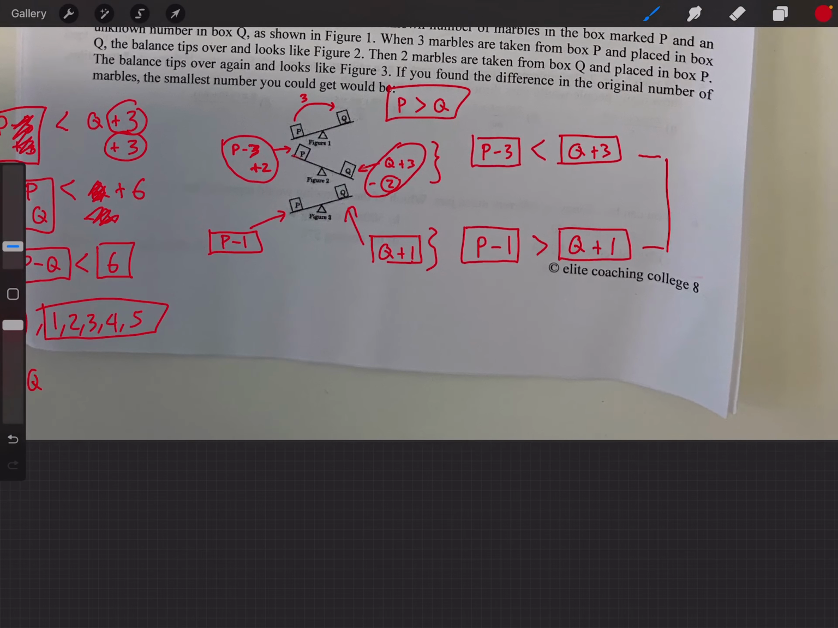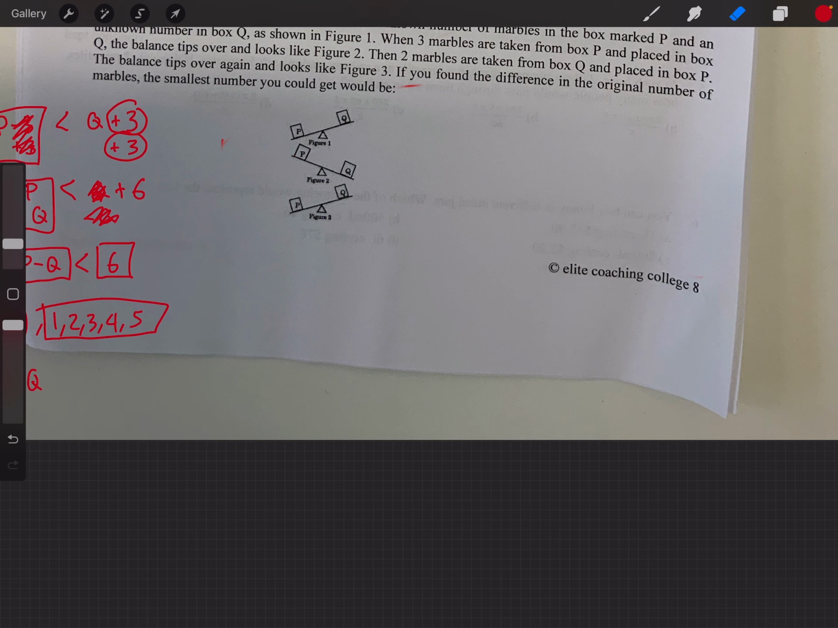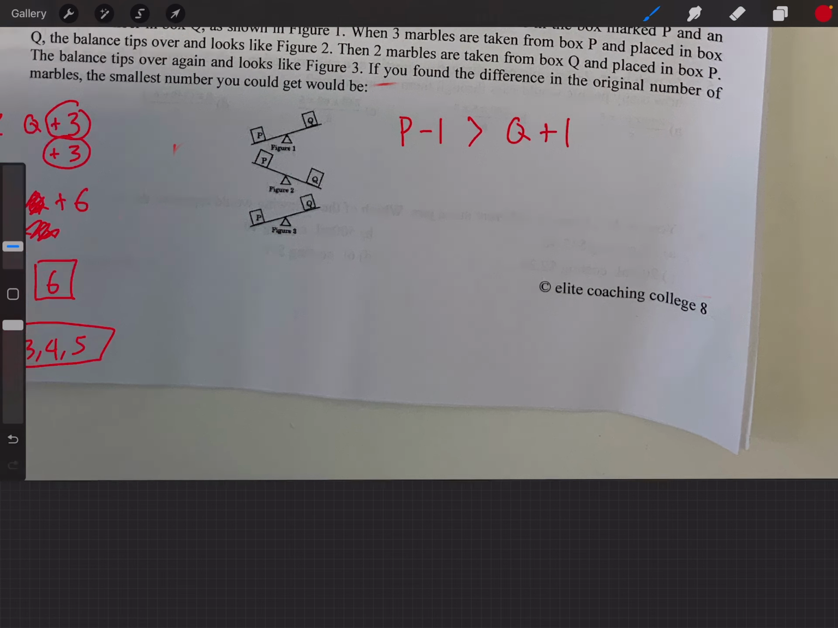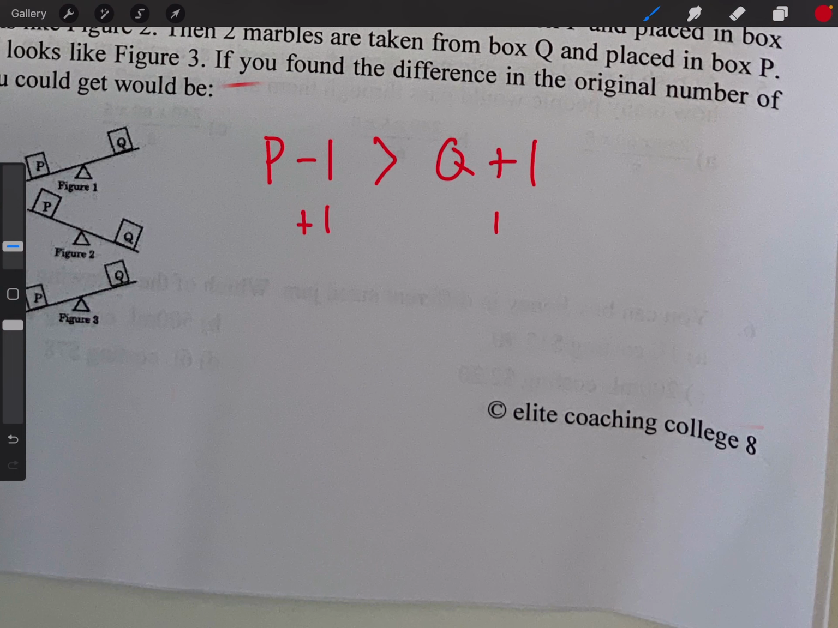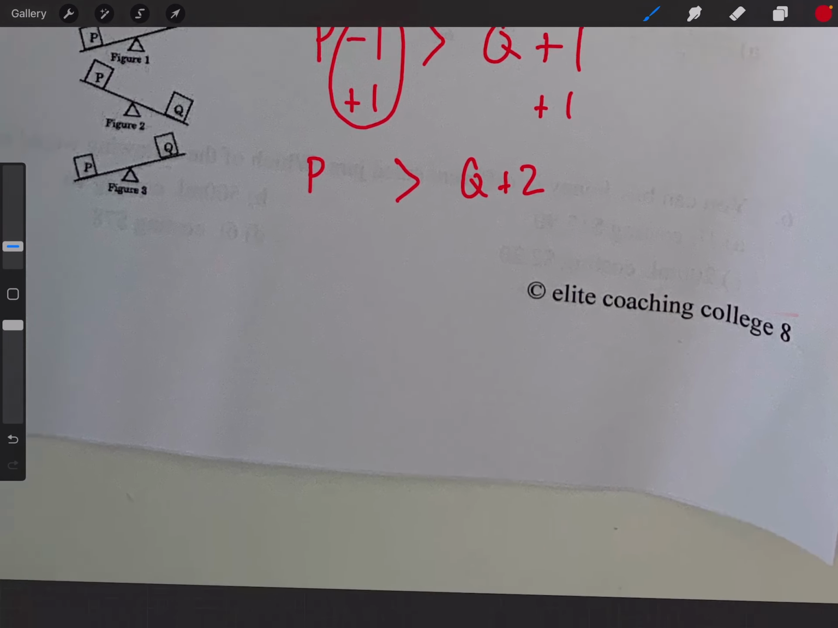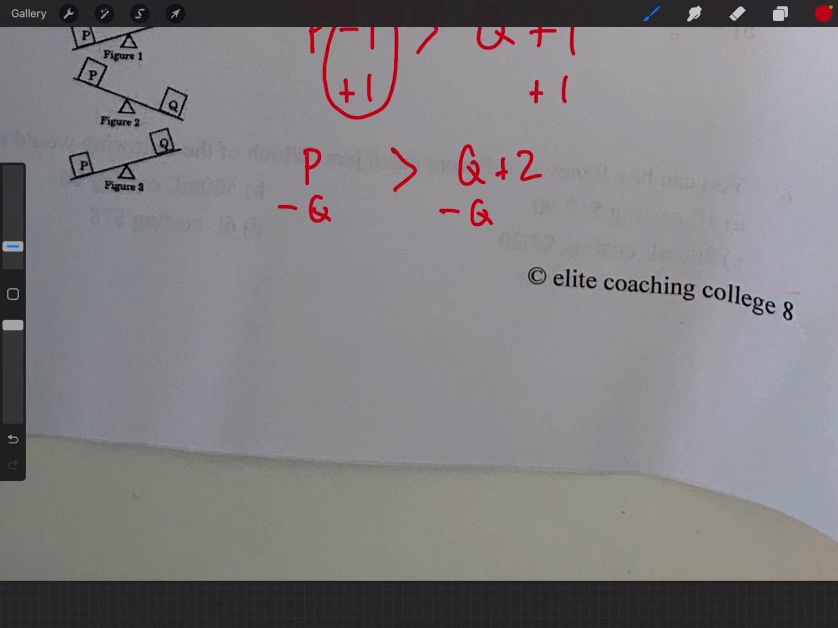Now let's look at the second equation. The second equation is this one here, and we're going to use that as well to work it out. So P minus 1 is more than Q plus 1. Alright, so what we're going to do is we're going to add 1 to both sides of the equation, and we're going to have P, because P is missing 1, then you add 1, so it just cancels out, and then you just have P is greater than Q plus 2. Now we're going to subtract Q from both sides, so this is P subtract Q, and that's going to be greater than 2.